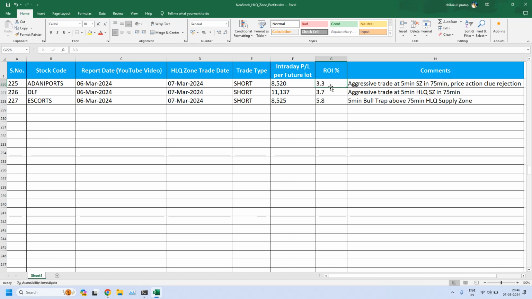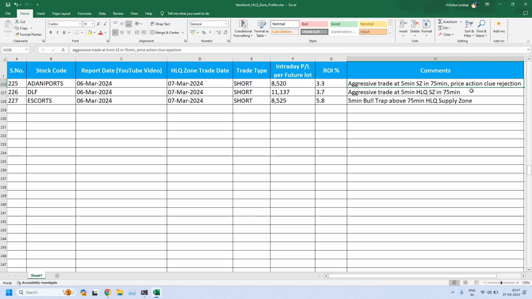Compare it to our average 6.1% ROA. See, during intraday 3.3 is a very excellent return. But compare it to our average ROA, it is reduced. And moreover, remember, this trade is after 1 o'clock. See, look into the comment section. This is an aggressive trade at a 5 minutes supply zone.